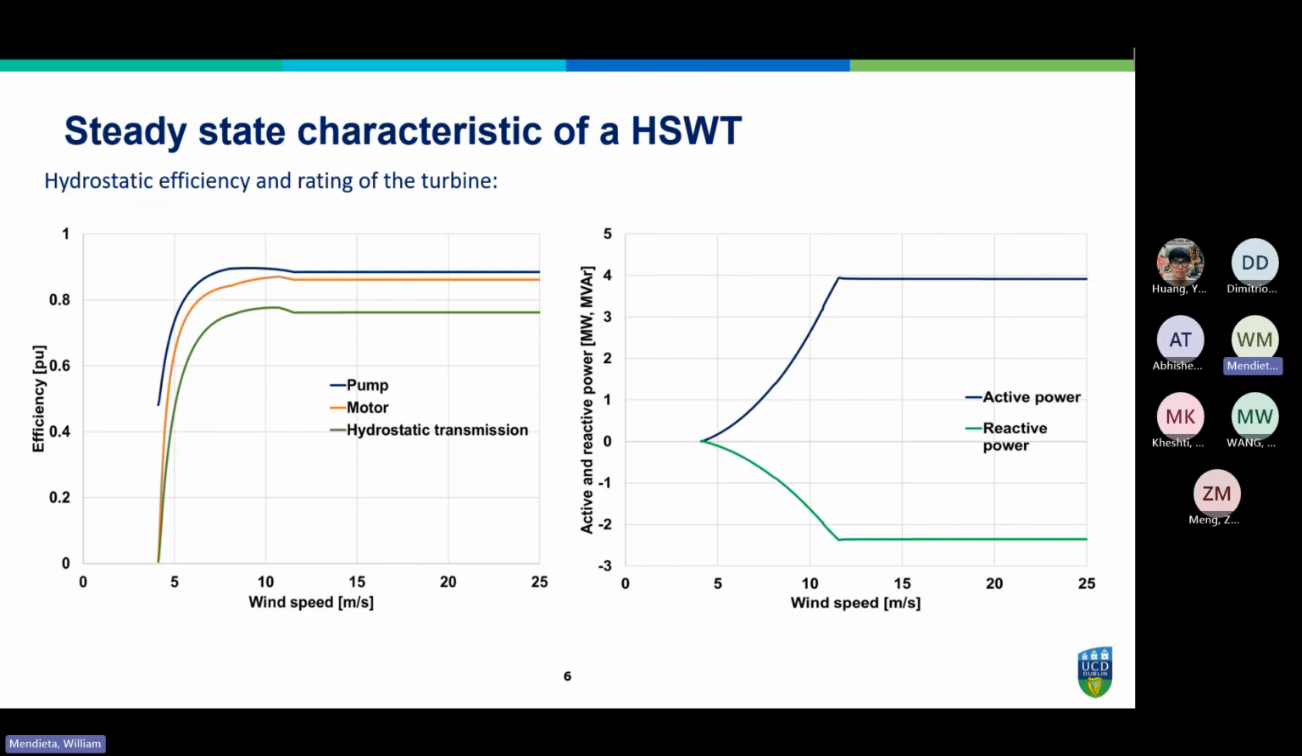The figure on the left shows the efficiency of the hydraulic components and the hydrostatic transmission over the operating wind speed range of this wind turbine, and the figure on the right shows the generated active and reactive power. The hydrostatic transmission has an efficiency of about 78% at rated wind speed conditions, resulting in a rated electrical power of approximately 4 megawatts. Since Type 5 hydrostatic wind turbines behave as voltage sources in power systems, we can see also that the active and reactive power are coupled.